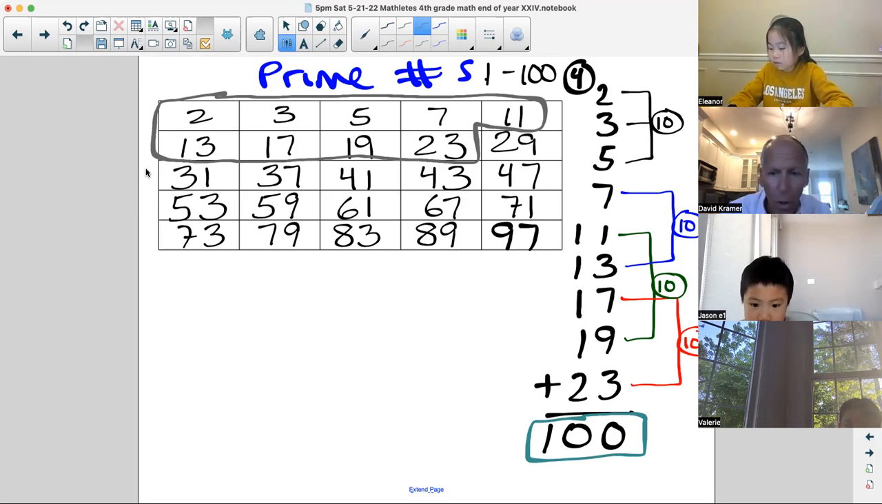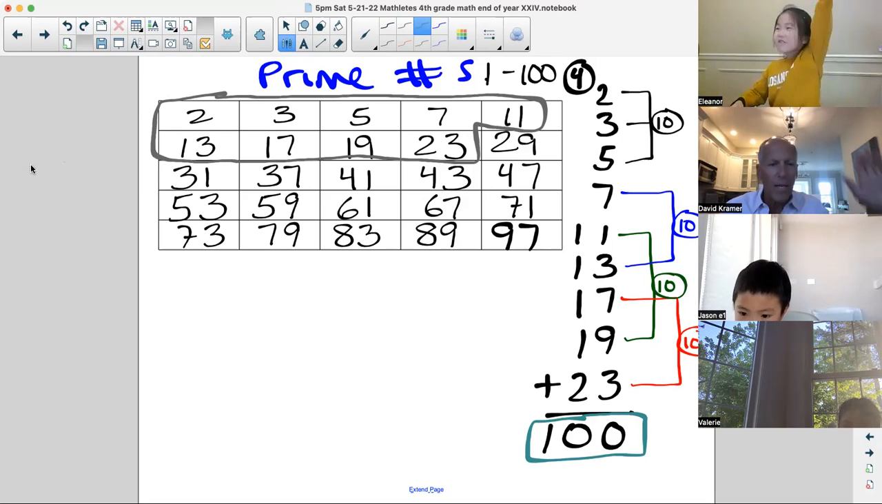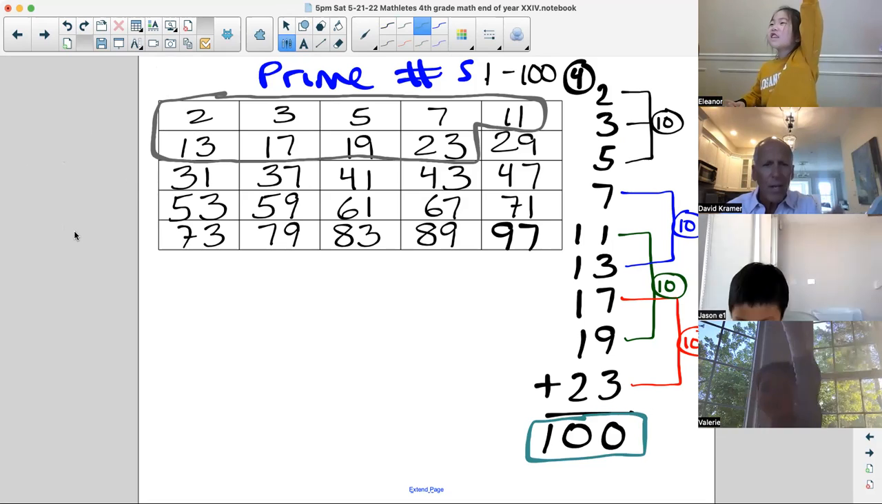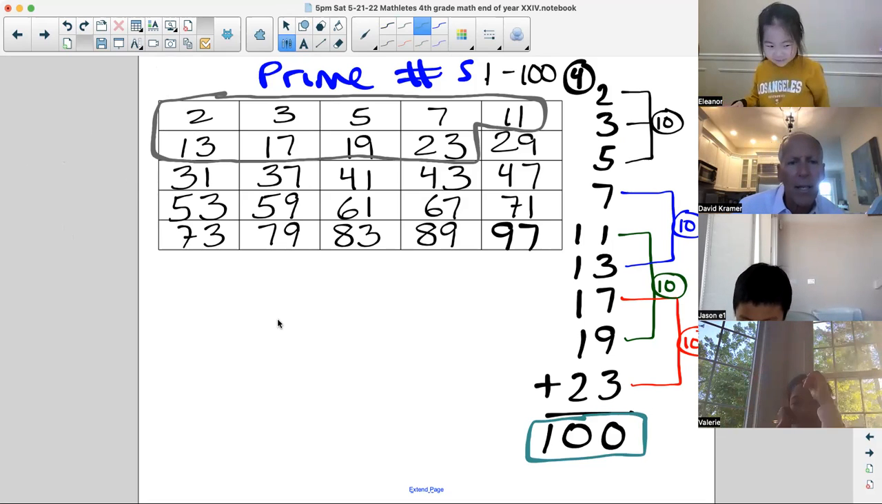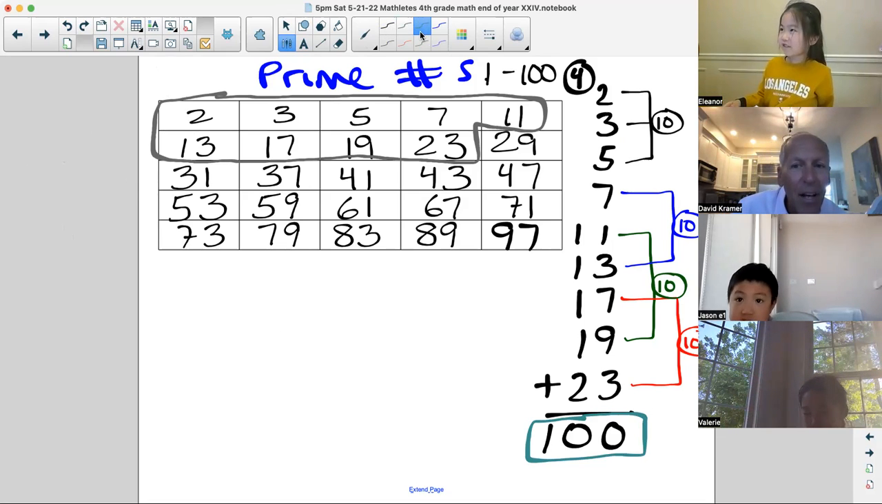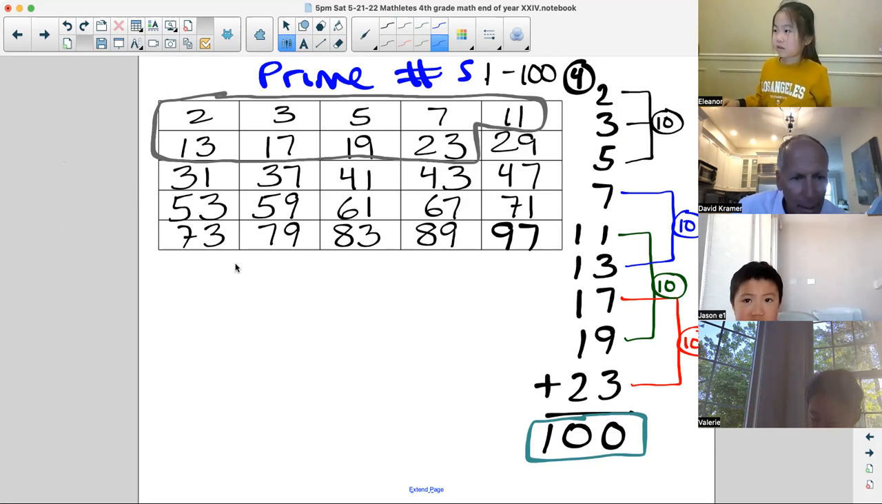Who would ever think of that? That's so cool. So I love adding prime numbers. Who loves adding prime numbers too? Raise your hand. Now, I have an idea. Let's add the next nine prime numbers. We're not going to have time to do it, but let's try it like this. You ready?